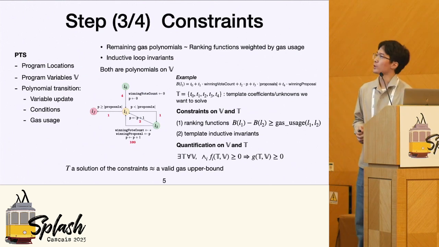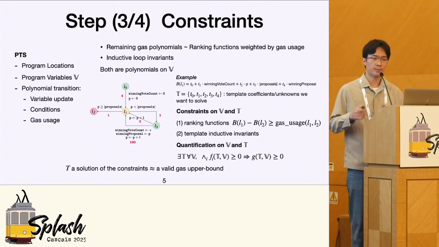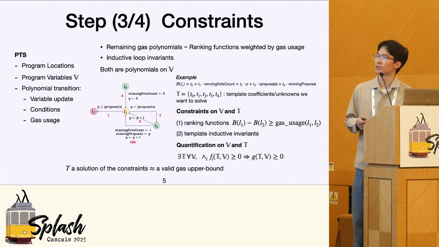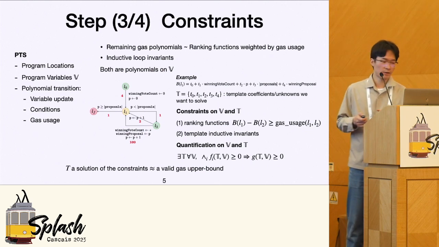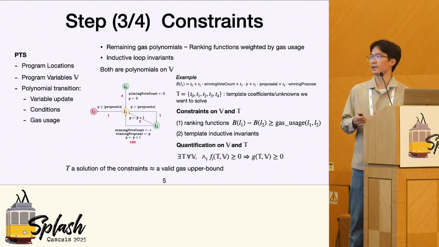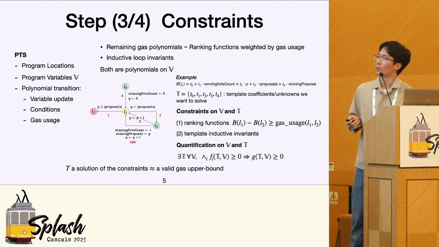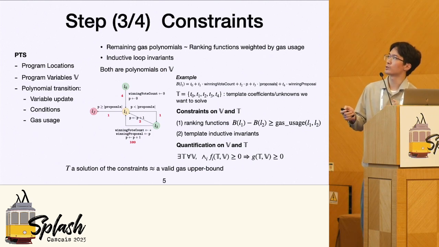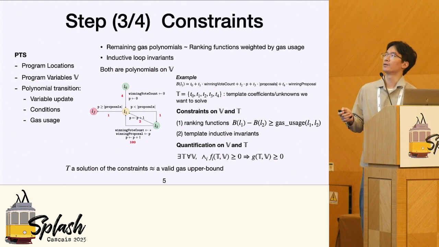Suppose we have already processed the system into a polynomial transition system, which is a set of locations, a set of variables, and polynomial transitions, meaning the variable update is polynomial, the condition is a polynomial inequality, and the gas usage is also a polynomial expression. We define ranking functions, which we call remaining gas polynomials, just ranking functions weighted by gas usage. We also might need inductive loop invariants, and these are polynomials on the program variables v.